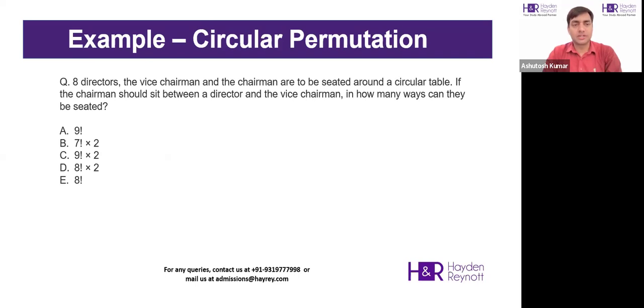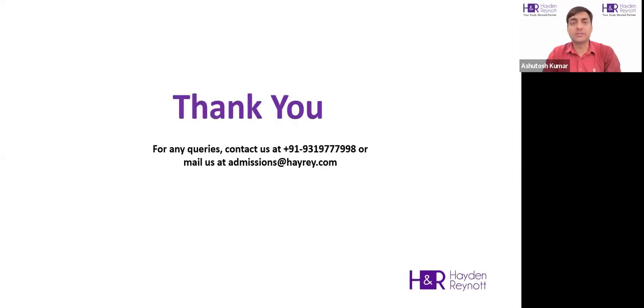When we talk about this question, like the 8 directors, the vice chairman and chairman, are situated around a circle. This is a question in which we can say it is a circular permutation, because in this we have to identify the number of ways in which I can arrange the people in a circle. Okay, so this is the difference between the linear and non-linear or circular permutation. Thank you.